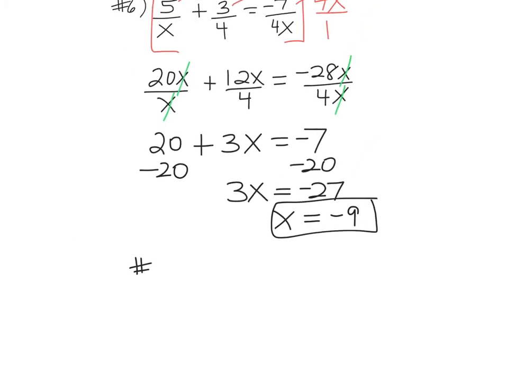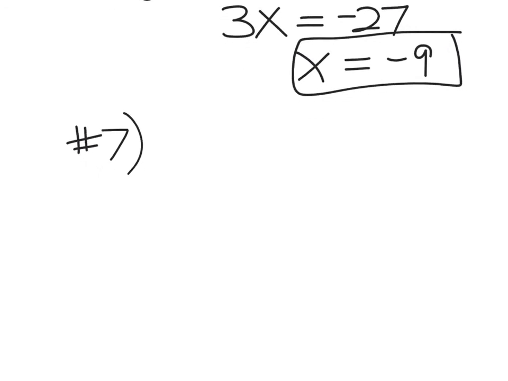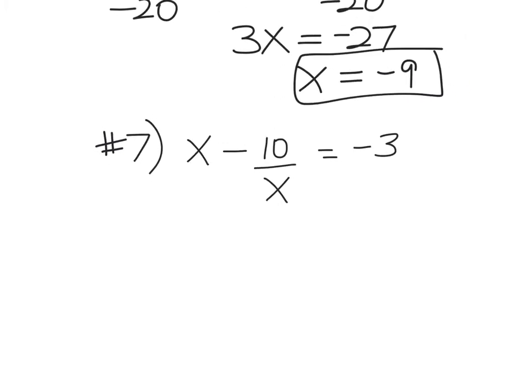All right, number 7. If you think you got it, here's where you don't. Here we go, number 7. They get harder. All right. x minus 10 over x equals negative 3. Gross. I'll tell you why this one's bad. You end up having to do a quadratic. Anytime you get quadratics, like x squared, it gets more difficult, okay?